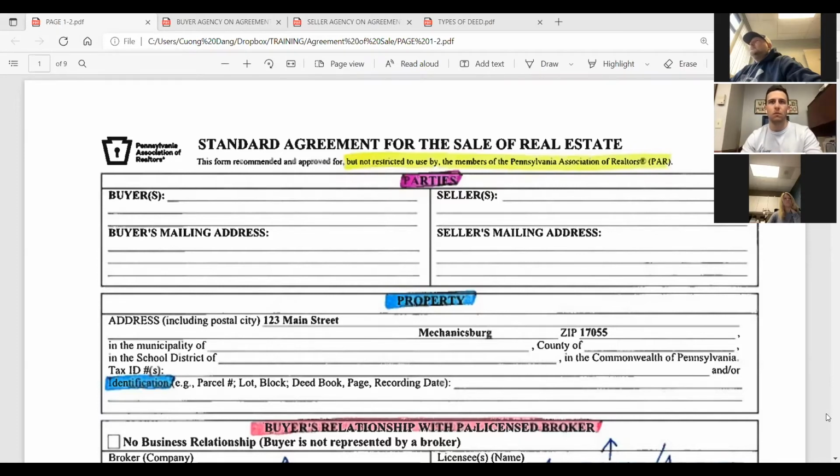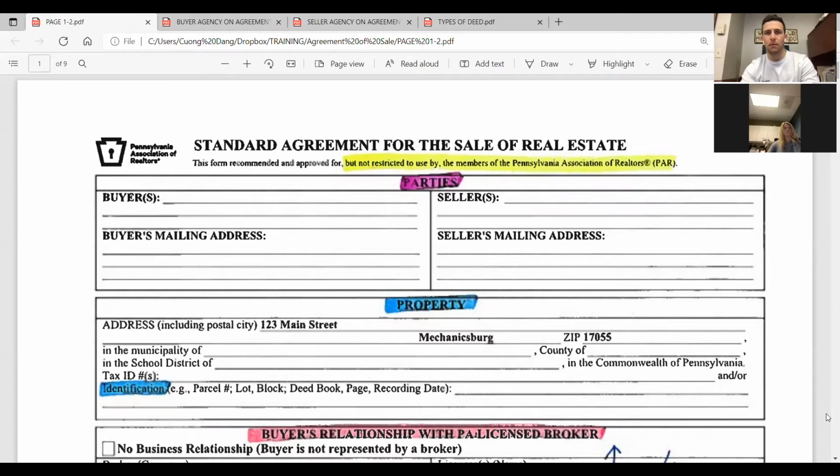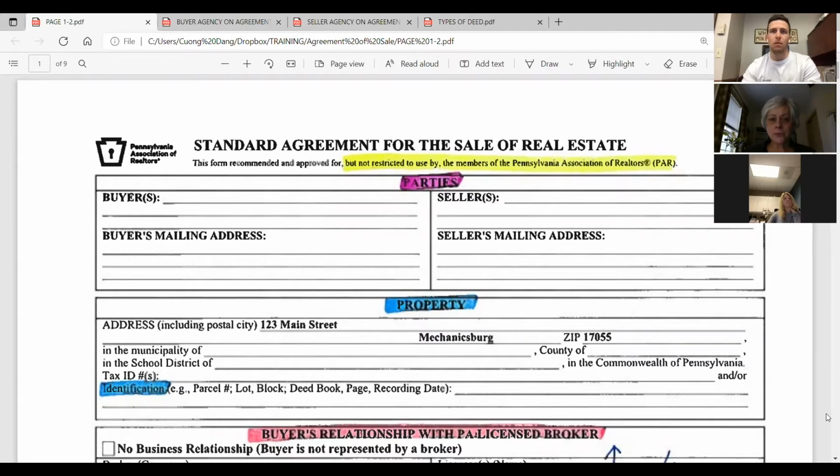to your client, okay? So the first page of the contract, and I have it highlighted here for you to see, says standard agreement for the sale of real estate. And right below it, it says this form is recommended and approved for, but not restricted to use by the members of the PAR, okay? So what does that mean? Basically, it means that you don't have to use this form if you're a realtor. It's suggested, but you don't have to. Now, why should you use it?